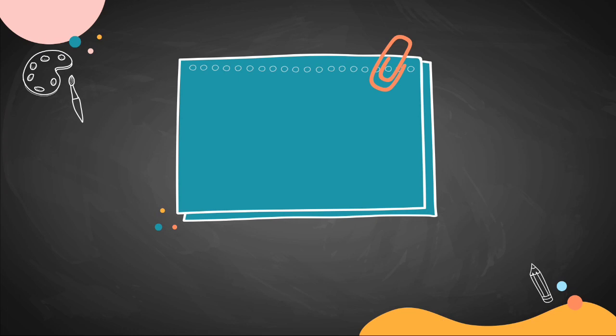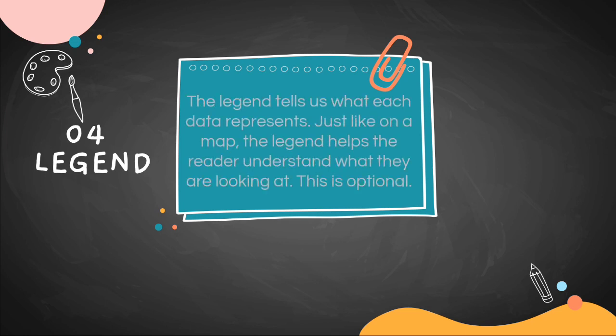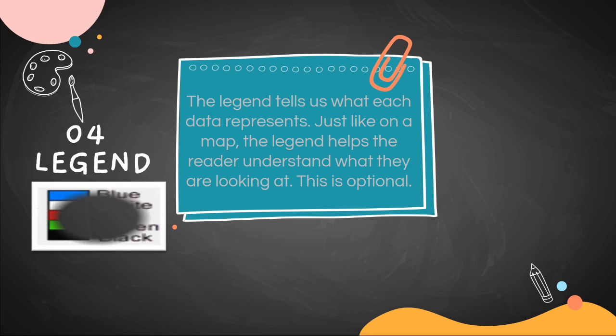The next element of a graph is what we call the legend. What is a legend? That's great. A legend tells us what each data represents. Just like on a map, the legend helps the reader understand what they are looking at. So this is an example of a legend.